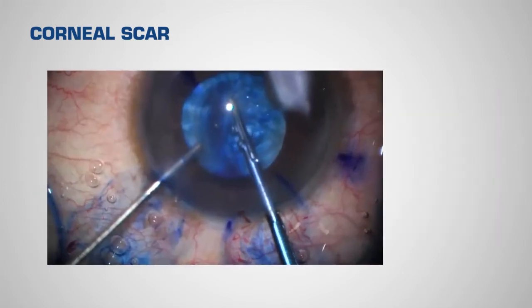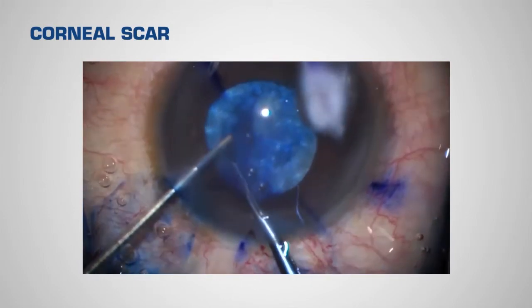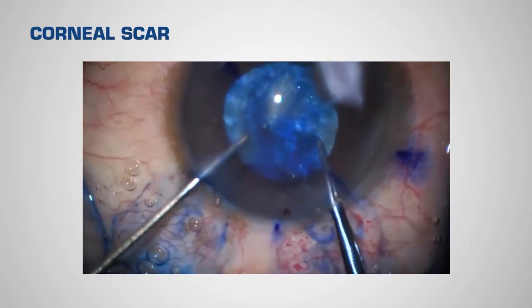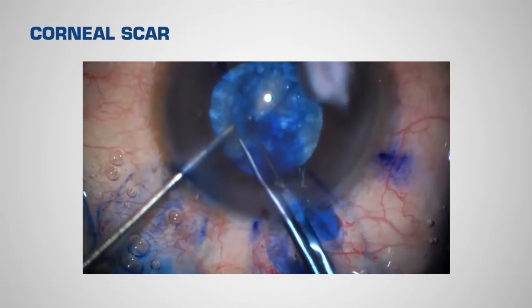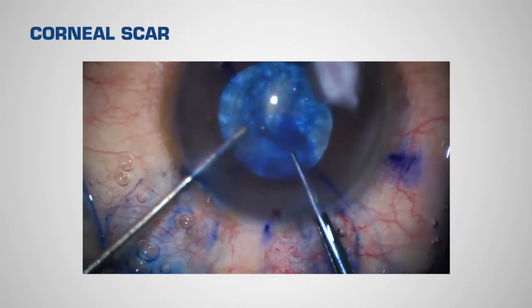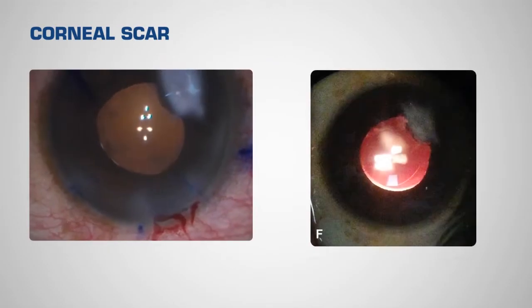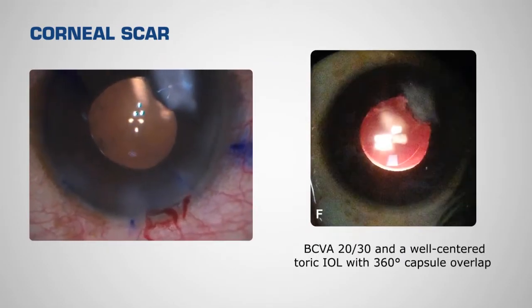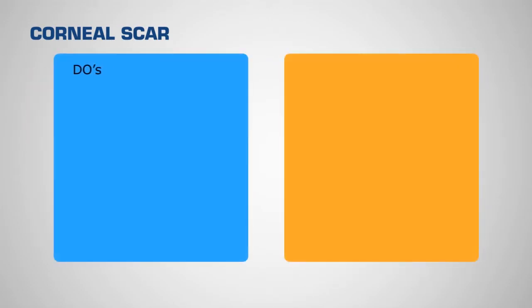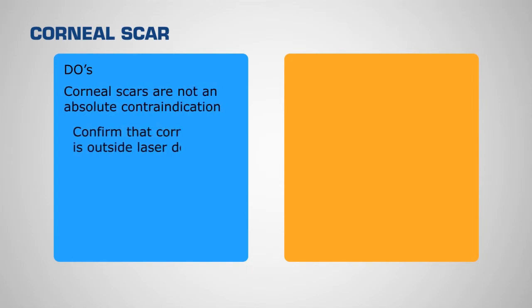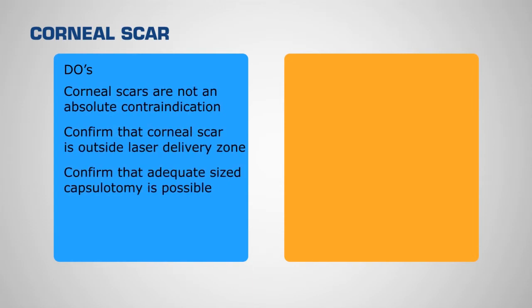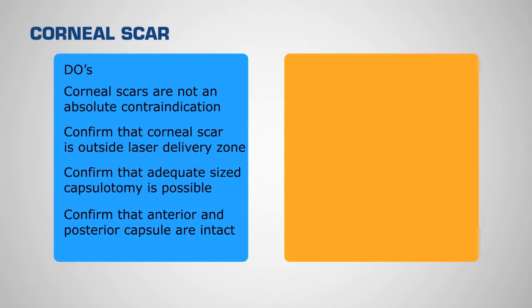Intraoperatively, the capsulotomy was confirmed to be complete after staining with trypan blue. Postoperatively, the patient achieved a corrected visual acuity of 20/30 and a well-centered toric intraocular lens with 360 degrees capsule overlap. So to summarize, a corneal scar is not an absolute contraindication for femtosecond cataract surgery as long as the scar is outside the laser delivery zone.